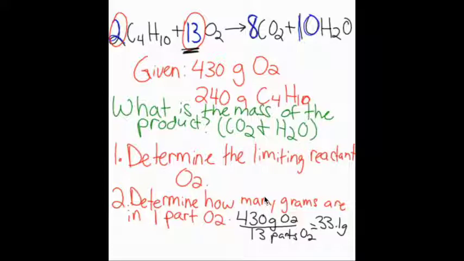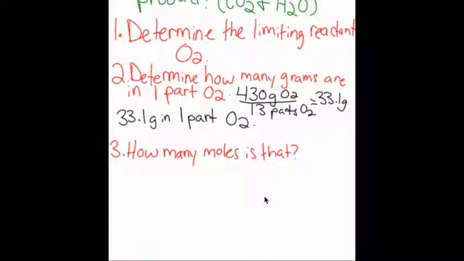So I've got 33.1 grams in every 1 part of oxygen. I'm going to just write that down here, just so I remember that that's what I was trying to find with this number. 33.1 grams in 1 part of oxygen. All right, step 3, how many moles is that? Now what we want to do is convert that to moles, because remember, grams and moles are different. You can compare the ratios between moles, but you really can't compare the ratios between grams.